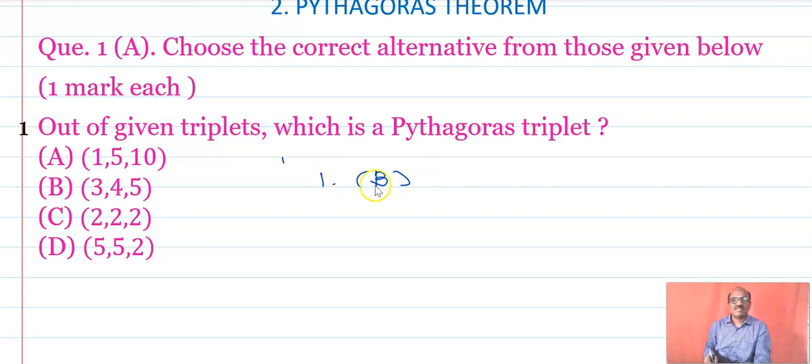That is, here is a 1, and the answer is 3, 4, 5. Okay, that is a 3 square. Here 10 square is equal to 100. Then 25 plus 1 is not equal. The 2 square is equal to 2 square plus 2 square, that is 4 is equal to 4 plus 4, which is not possible. Therefore, the first answer.